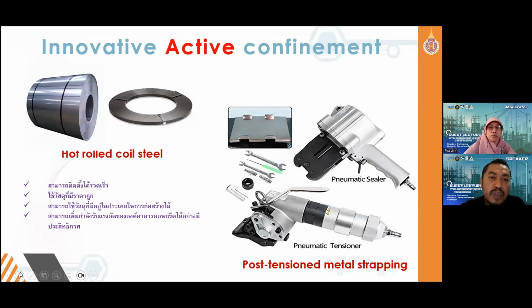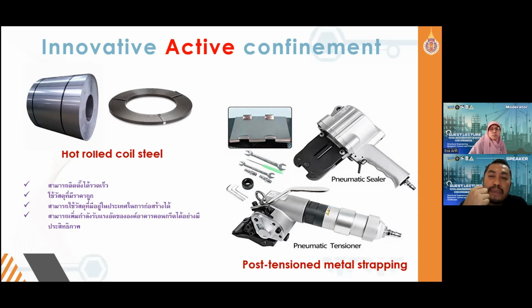This is another innovative technique, active confinement. For example, if you put paper around your own hand, you don't feel anything until you make your hand bigger. Then the paper around your hand starts to work, starts to stretch. That we call passive confinement. But if you use a rubber band to tie up your hand, you don't need to make your hand bigger, but the rubber is already working. So we call that active confinement.